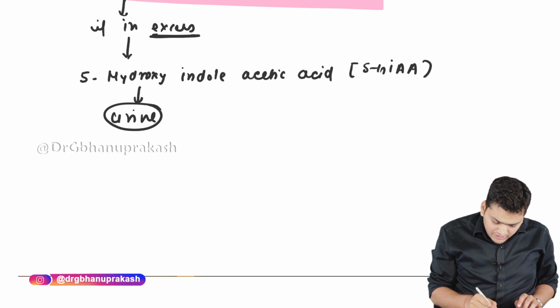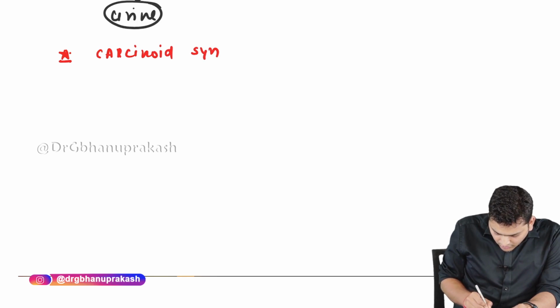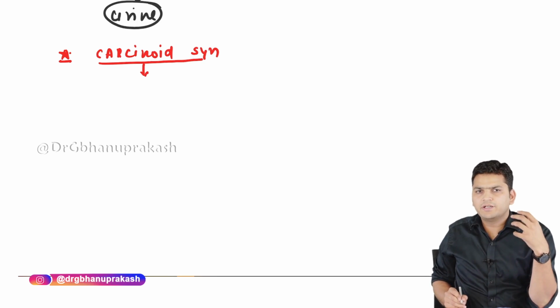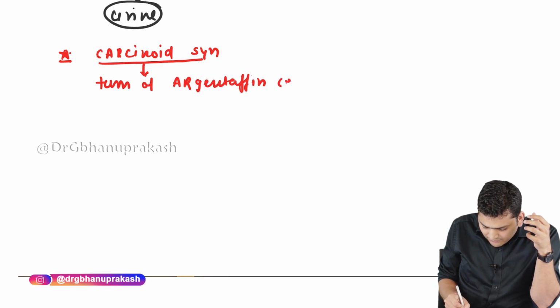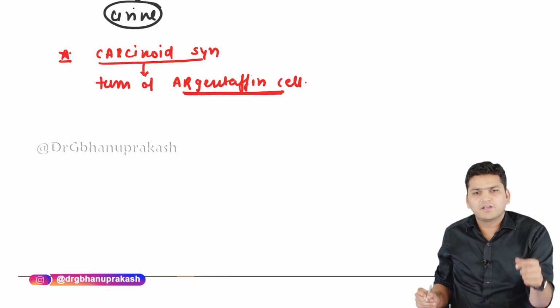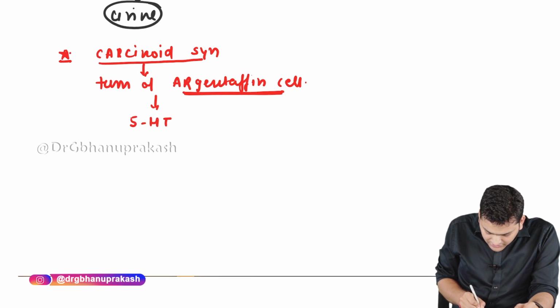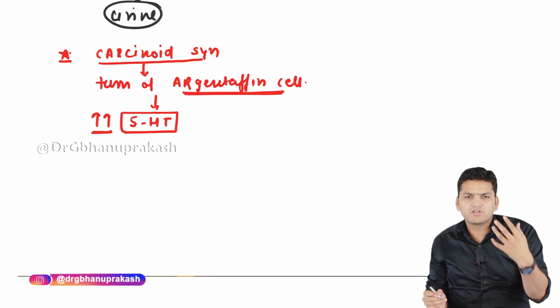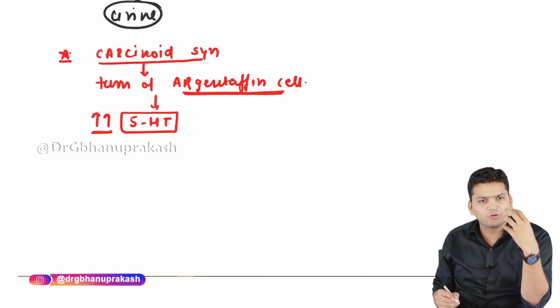So the clinical correlation is, there is an entity with the name of Carcinoid Syndrome. What is carcinoid? Carcinoid is a tumor of argentaffin cells. Now these argentaffin cells are responsible for serotonin secretion or serotonin synthesis. So if there is a tumor, I can say the 5-HT, that is the serotonin, is going to be increased because these argentaffin cells are responsible for serotonin synthesis. So there will be an excess amount of serotonin in the body.